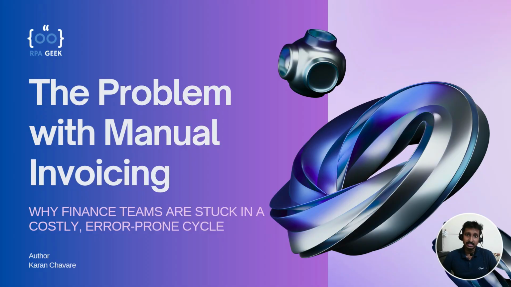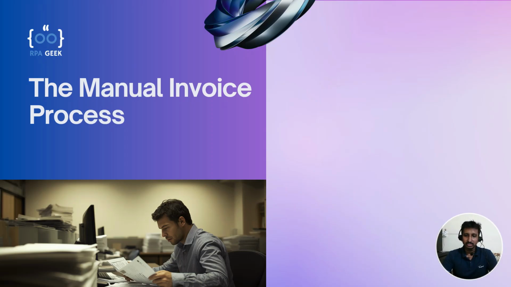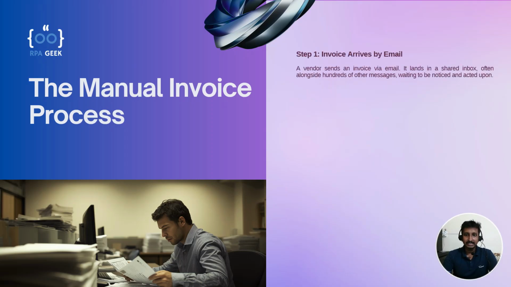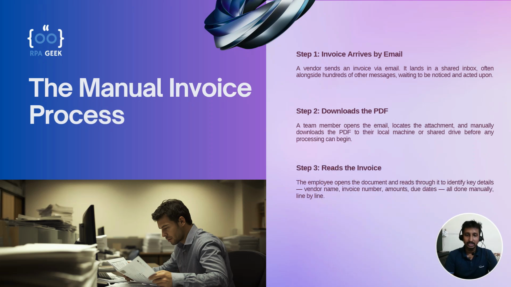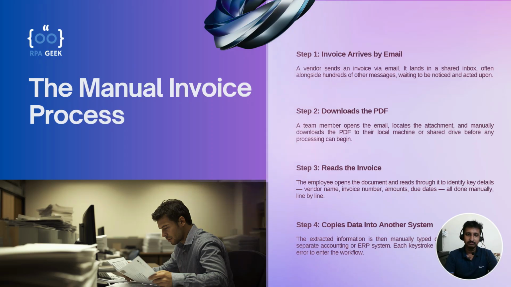Before getting started, let's first understand the traditional approach that most finance teams follow to process invoices manually. In manual invoice processing, first, the vendor sends an invoice via email. Second, someone from the accounting or finance team downloads those invoices and saves them into a particular location. Third is to read those invoices and extract meaningful information. Fourth is to copy data into another system. It can be your ERP system or any accounting system.